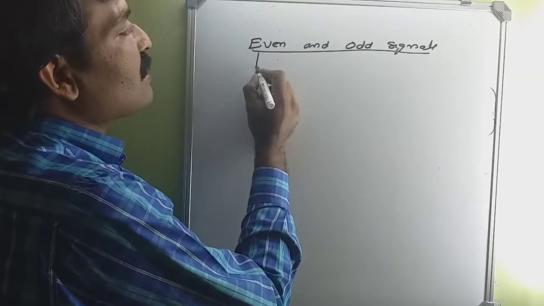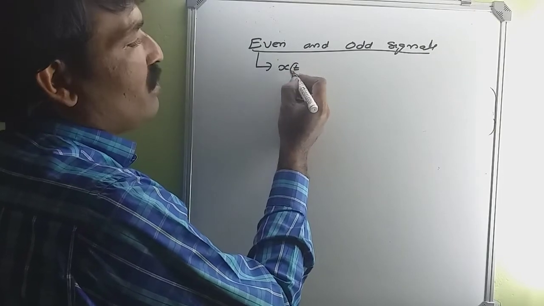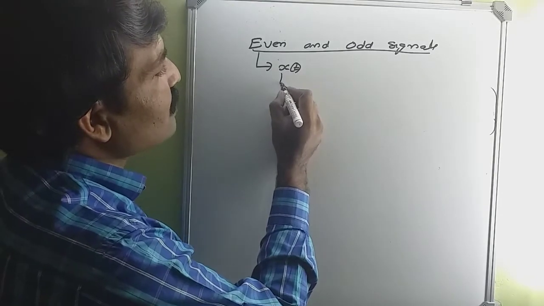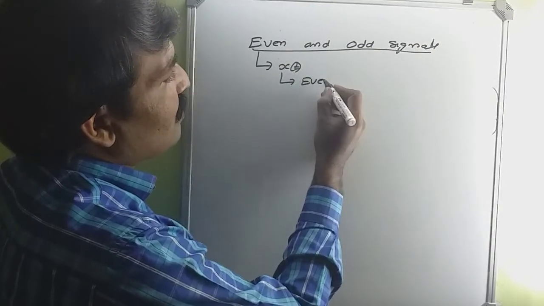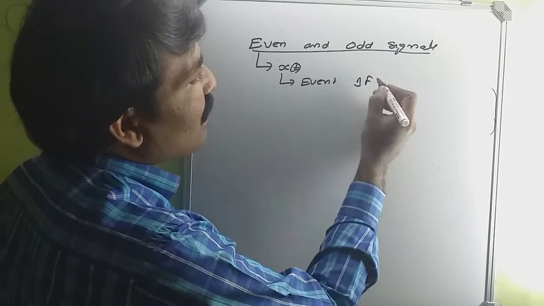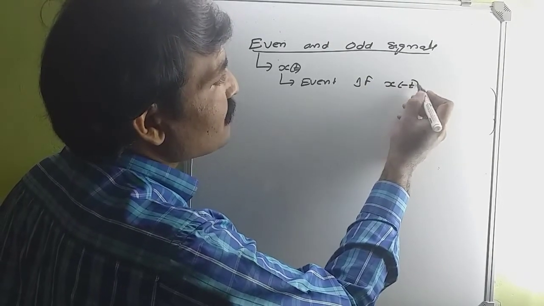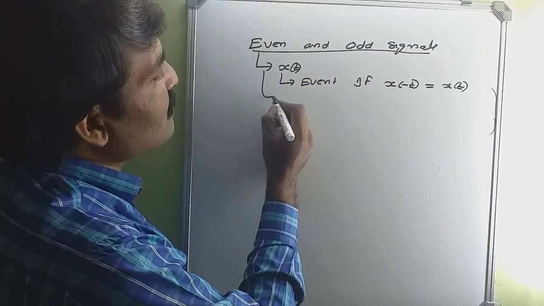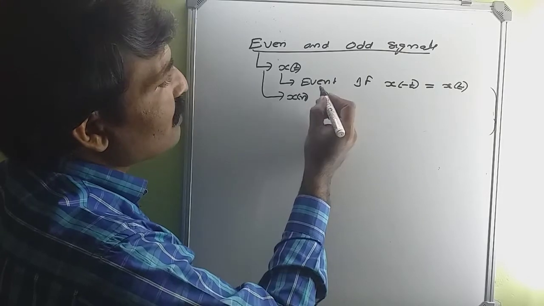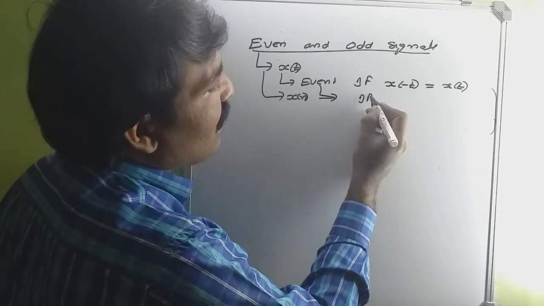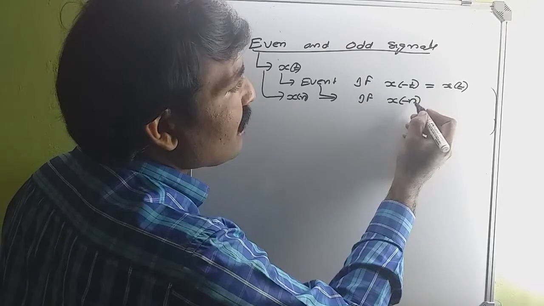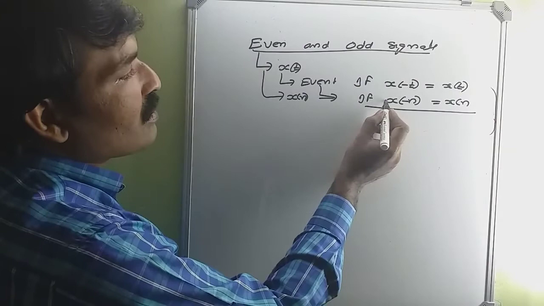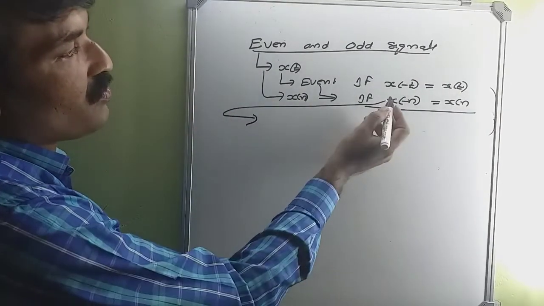Now consider a time signal x of t. Then this x of t is said to be even if x of minus t is equal to x of t, or in discrete domain, x of n is said to be even if x of minus n is equal to x of n. Now consider the signal x of minus n.